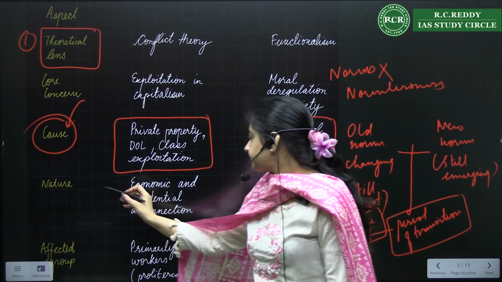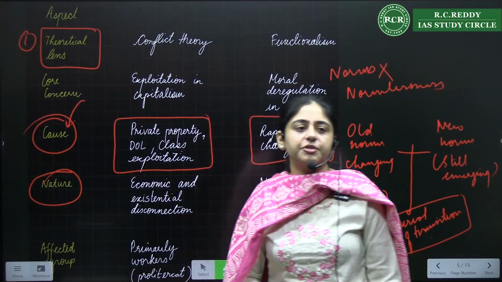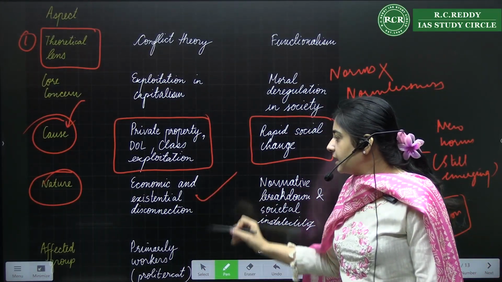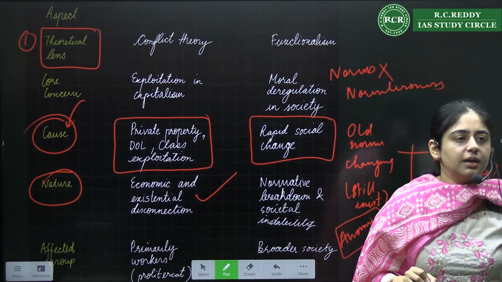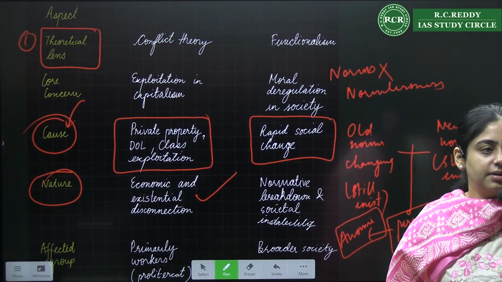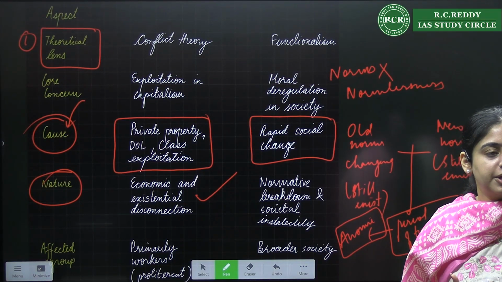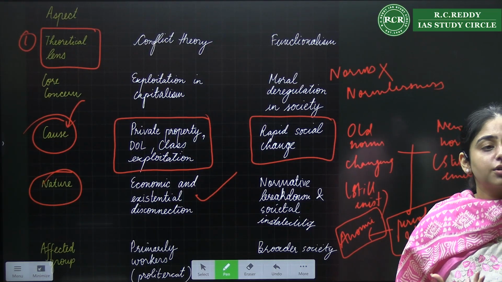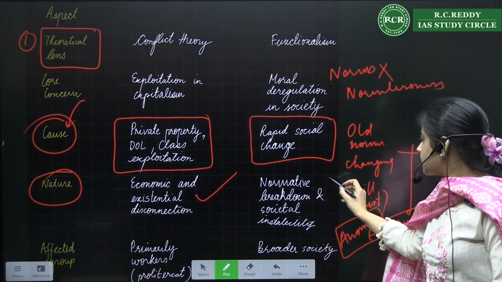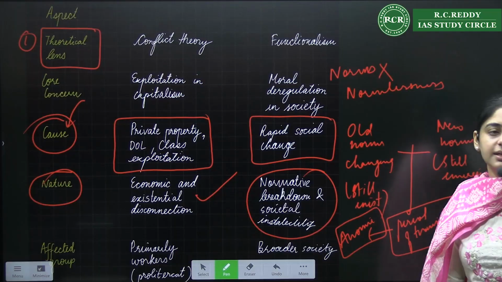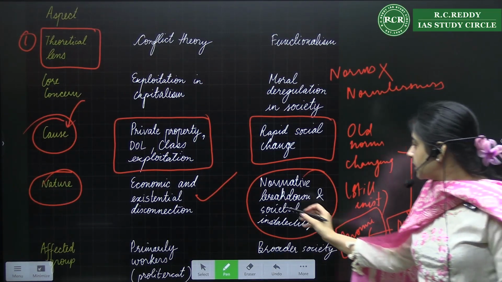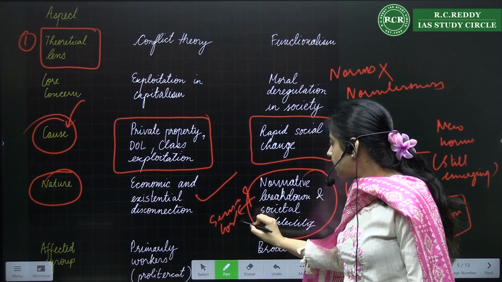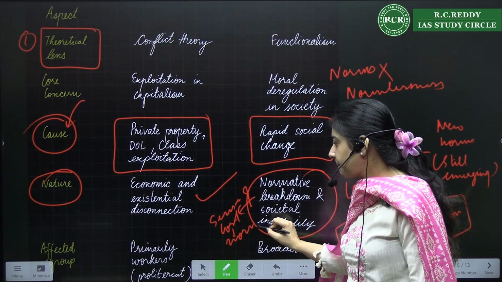Then nature, or you can say feature of anomie or alienation. Here it is economic and existential: disconnection, estrangement, purposelessness, powerlessness, right? That is the feature of alienation. Here there is a breakdown of societal norms, right? There is a sense of being lost because there are no norms to guide you.